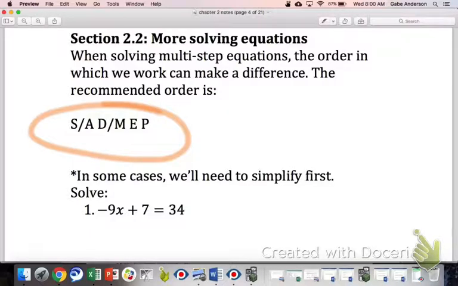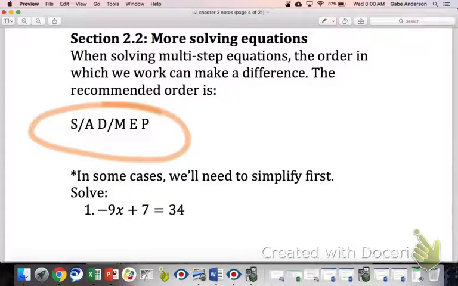And so once we have simplified any distributive properties or maybe some like terms that need to be added, once we've gotten to that point, we're going to try to SADMEP it. Okay? So we will undo subtraction or addition first, and then we would undo any division or multiplication. And that's at this point, that's kind of where we'll end. We won't get into exponents or parentheses yet, but that would be the order in which we would try to handle this. And so I want to show you an example or two. We'll go to the board and try to practice these.